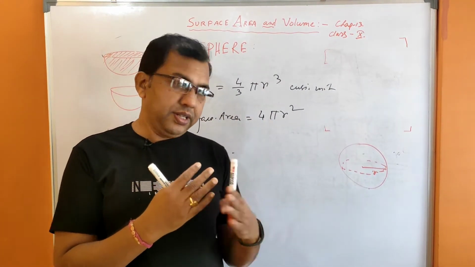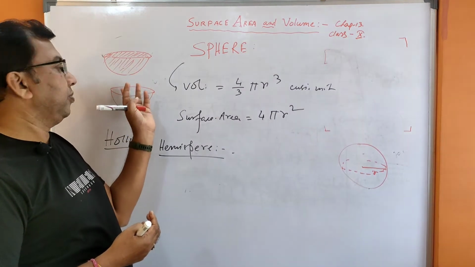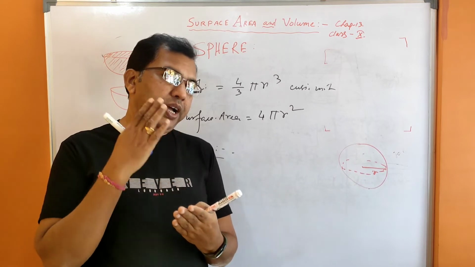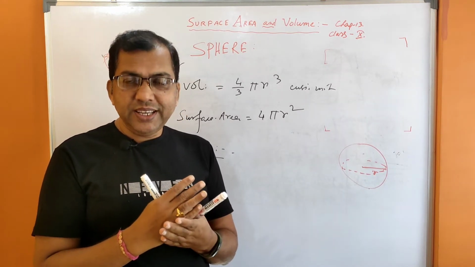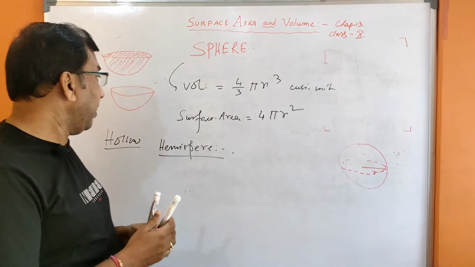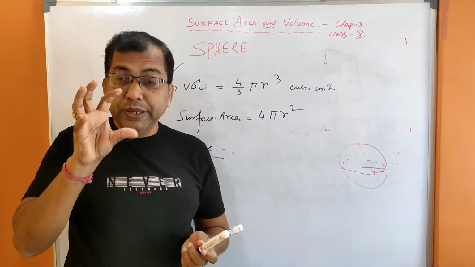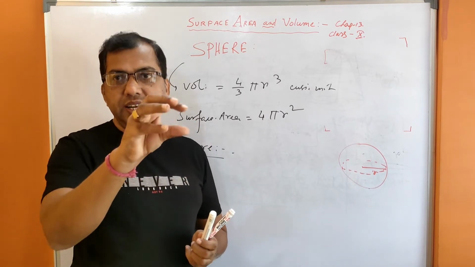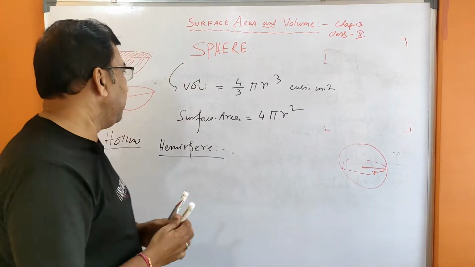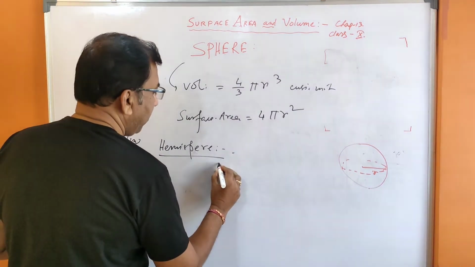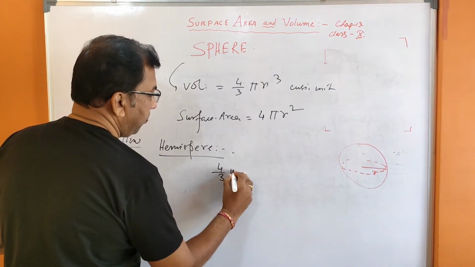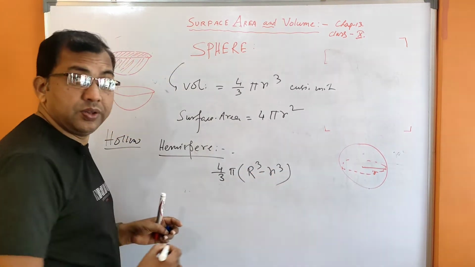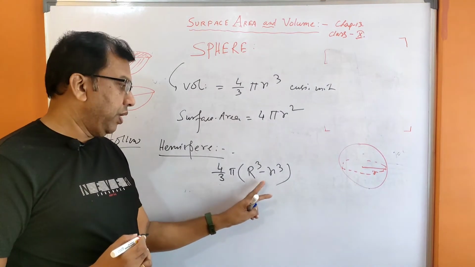Hollow means that this part is not out here. Okay, in that case volume will be 4/3 pi R cube. That is capital R. Okay, in the hollow spherical shell, it will be 4/3 pi R cube minus r cube.